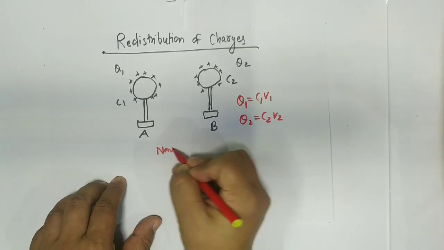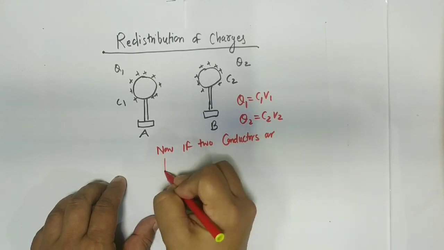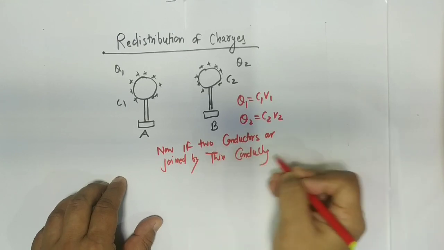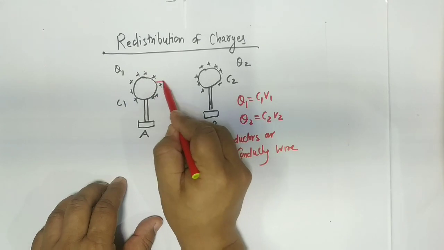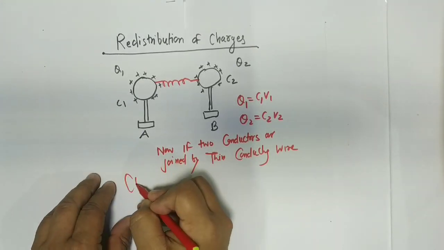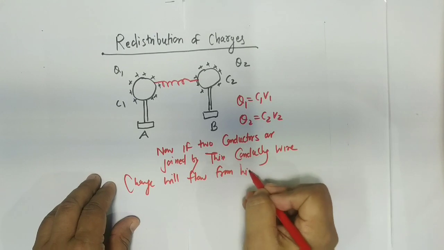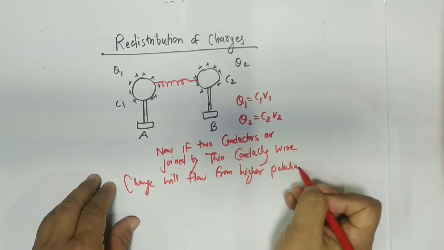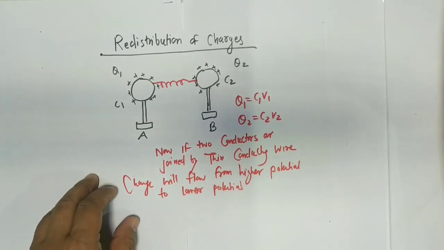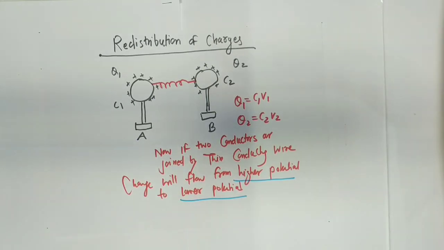Now if two conductors are joined by a thin conducting wire, what happens? Do you know the charge will flow? Charge will flow from higher potential to lower potential. We know that charge always flows from higher to lower potential. Remember this, it's very important: charge flows from higher potential to lower potential until their potential becomes equal.